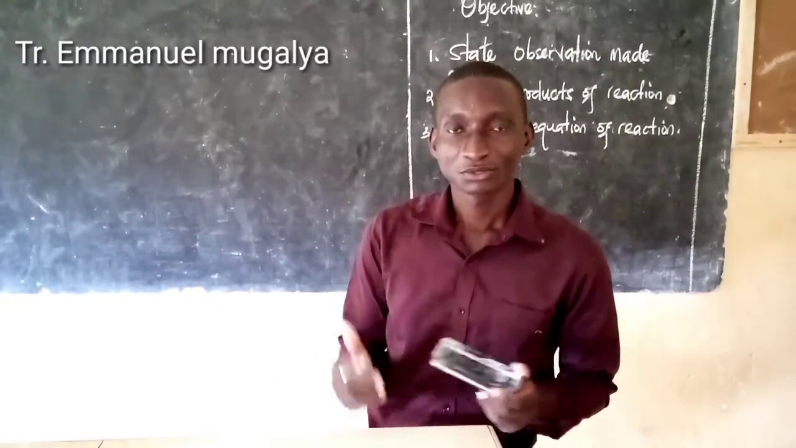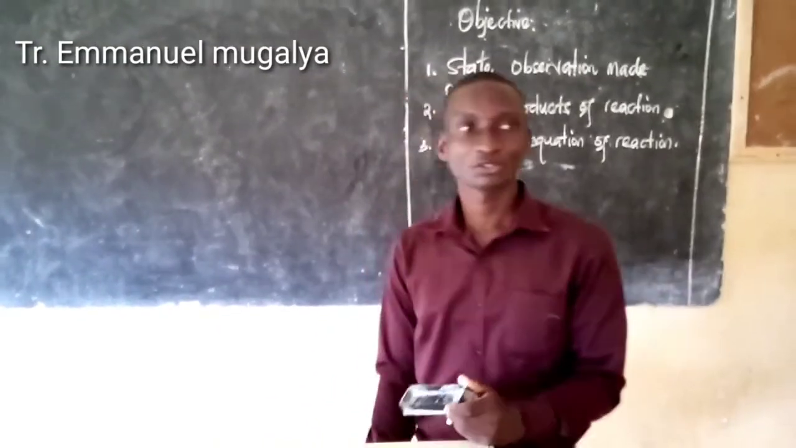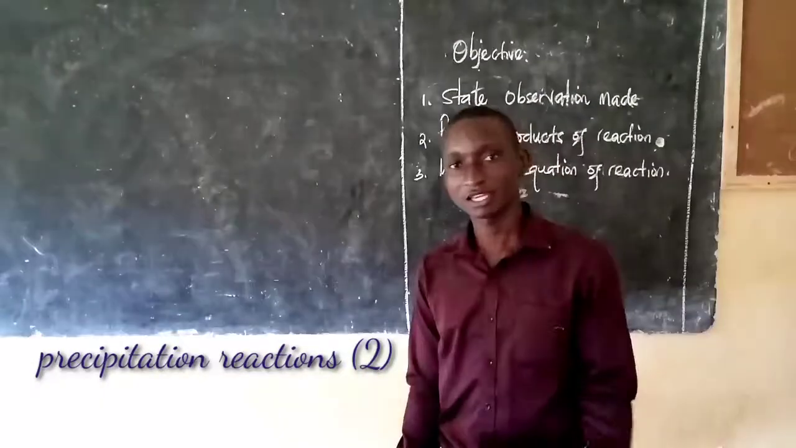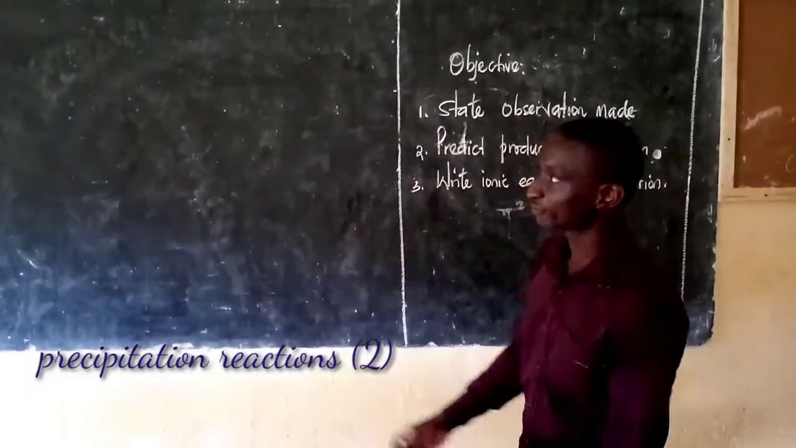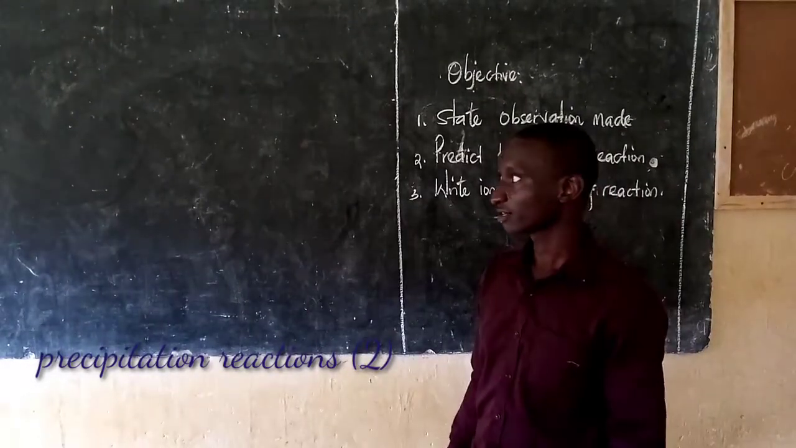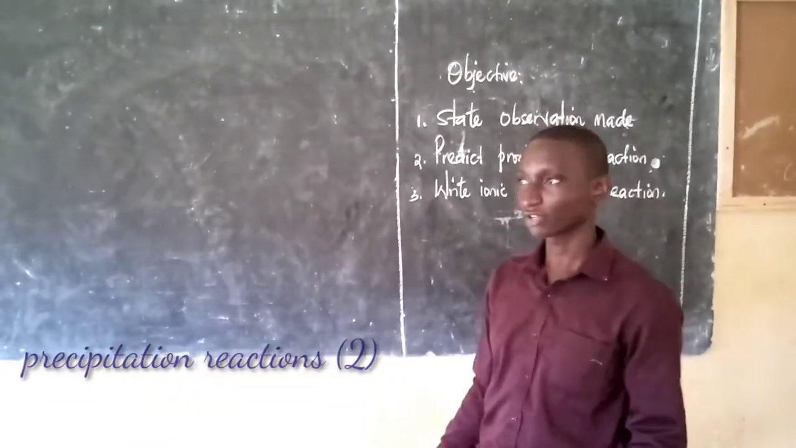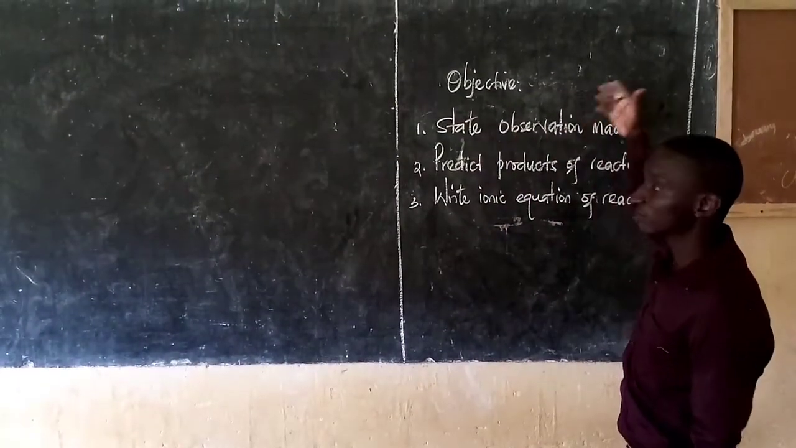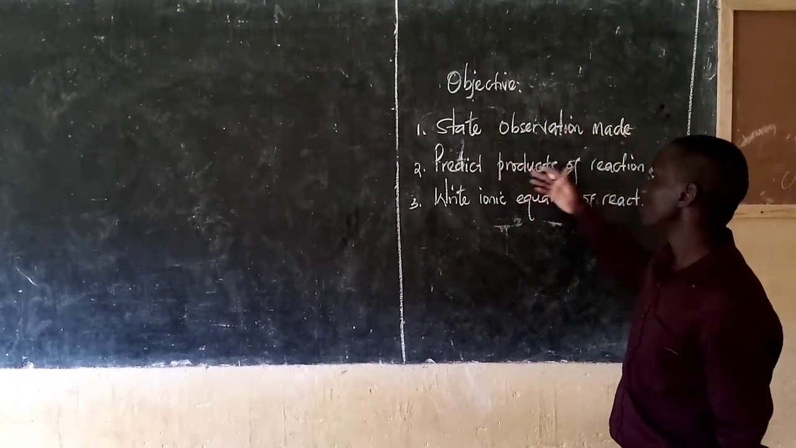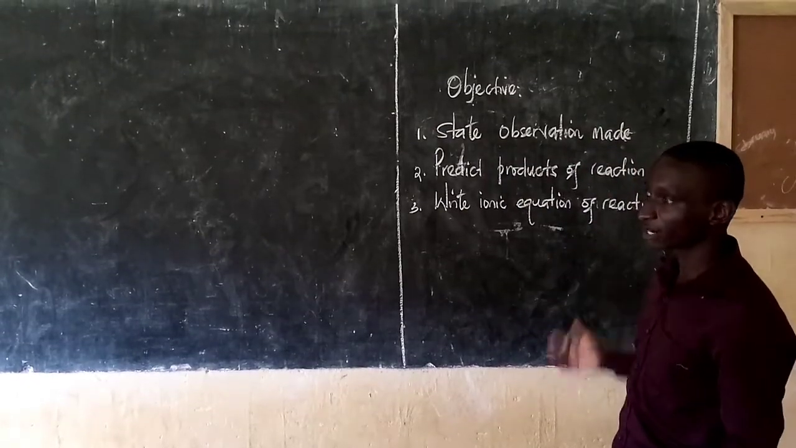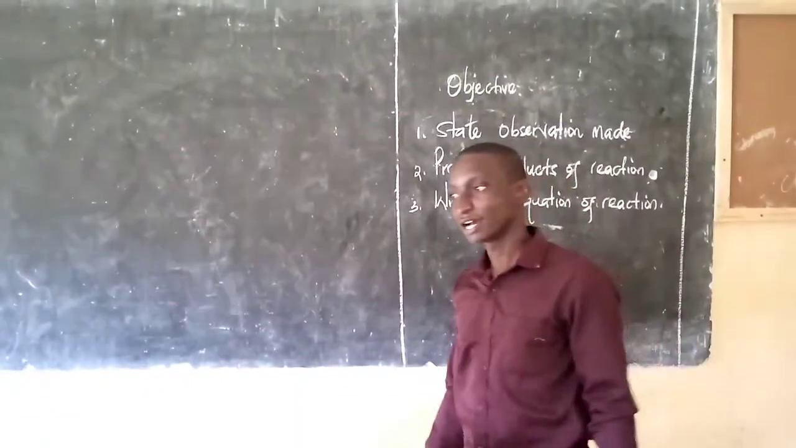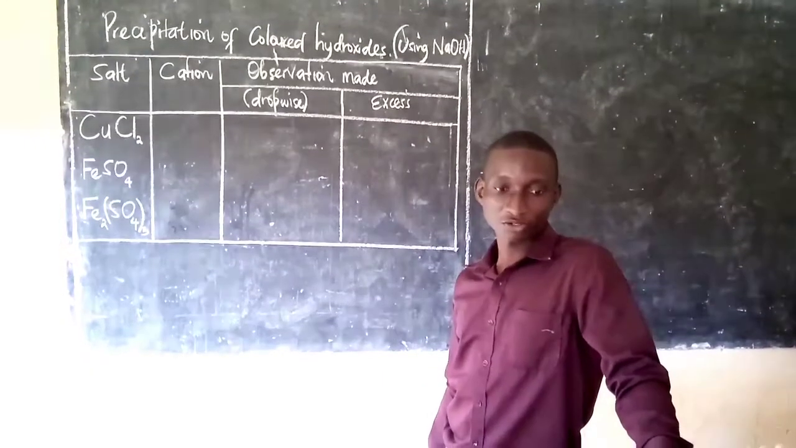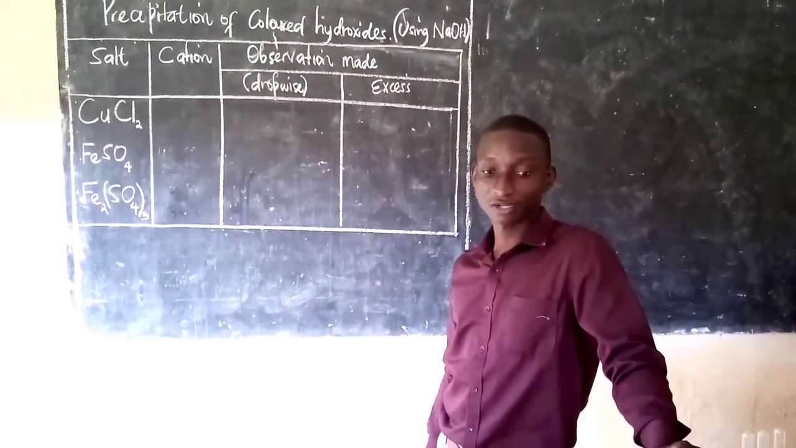I welcome you to our continuation of precipitation of hydroxides, and specifically what we want to see here is the precipitation of colored hydroxides from what we are dealing with as precipitation reactions. The objectives will remain the same. Someone must be able to state the observations made and then predict the products of the reaction, and at the same time write the ionic equation of the reaction.